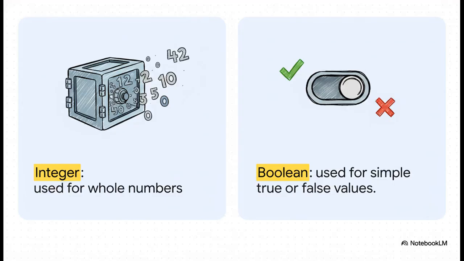And not all boxes are the same. You wouldn't try to carry water in a cardboard box, would you? It's the same in code. We have different types of containers for different kinds of stuff. We call these data types. So you've got your integer for whole numbers like 10 or 42, and you've got a Boolean for a simple yes or no, a true or a false. Different tools for different jobs.